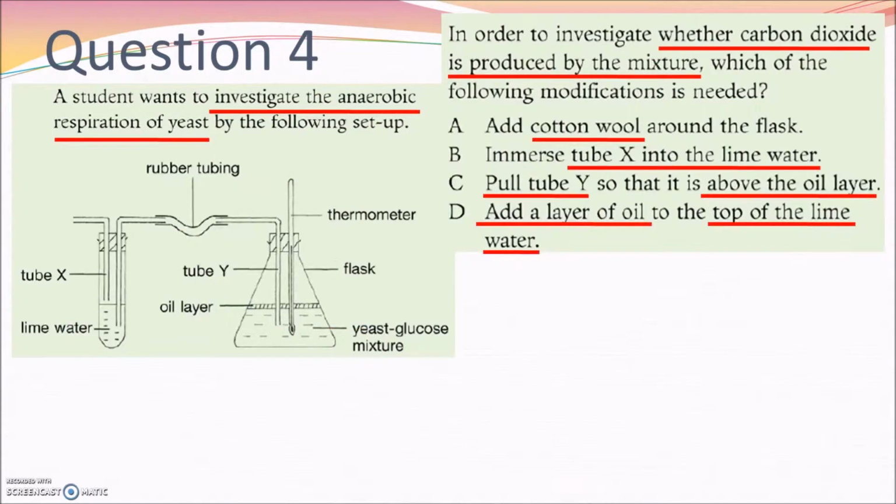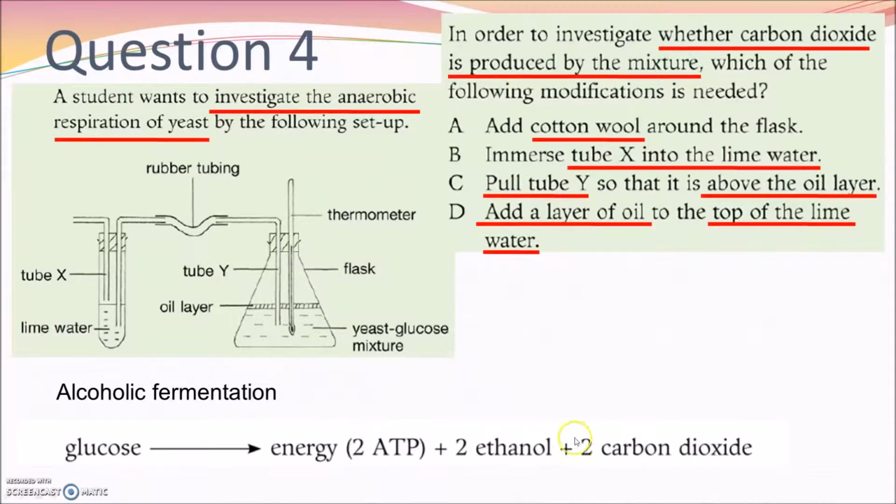For question 4, it's going to investigate the anaerobic respiration of the yeast by the following setup. In order to investigate whether carbon dioxide is produced by the mixture, which is the correct modification we need to do? According to the equation, carbon dioxide must be produced. But this question is asking, by using the setup, how can we confirm that carbon dioxide is really produced? For option A, adding cotton wool as the heat insulator of the flask. But remember that our target is not heat, our target is carbon dioxide, so A is wrong.